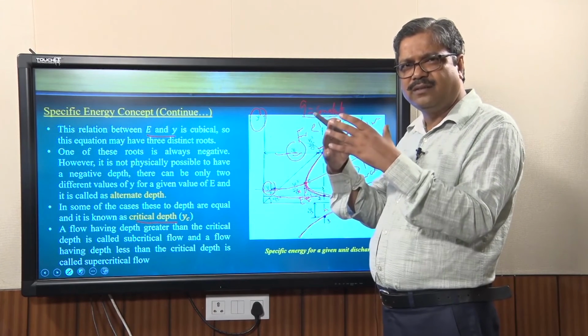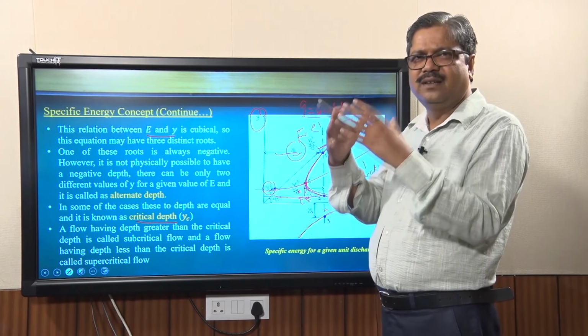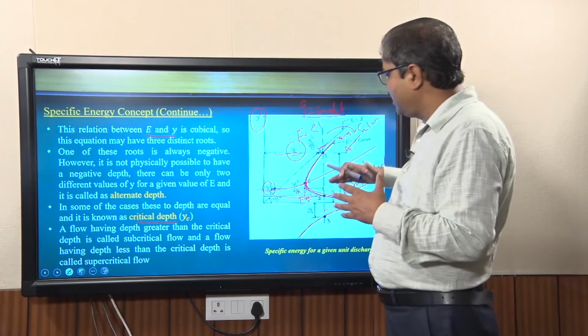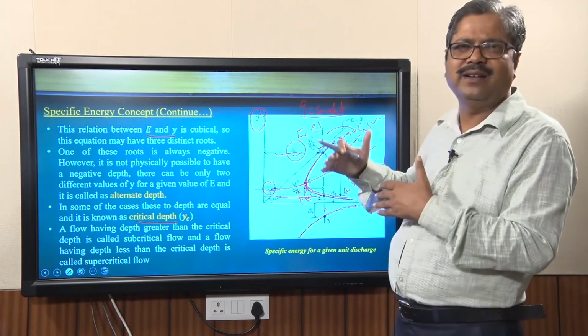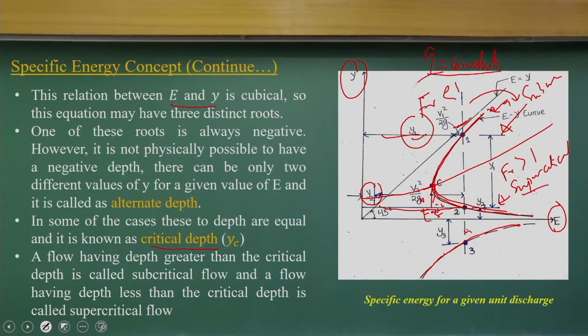That point is called the critical flow, and the flow depth there represents the critical depth. Beyond that we have two divisions, subcritical and supercritical regions. In terms of the Froude number, a Froude number greater than 1 is supercritical, lesser than 1 is subcritical, and the Froude number is equal to 1 at the point of the critical depth. So, that is the concept we should understand.